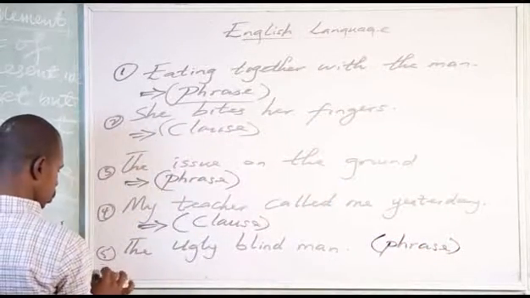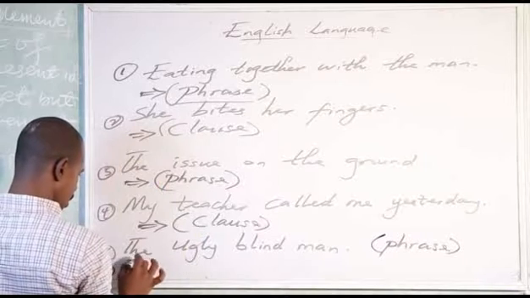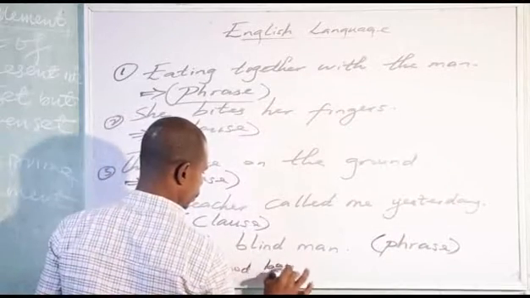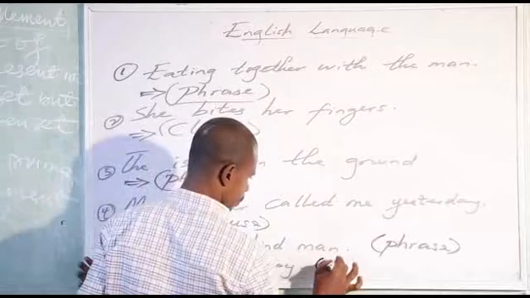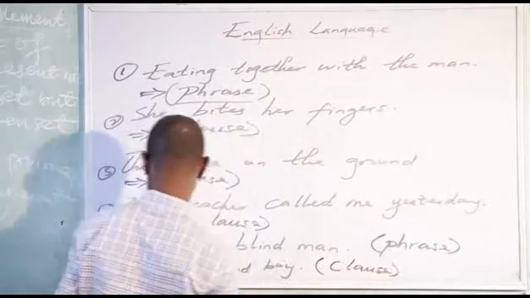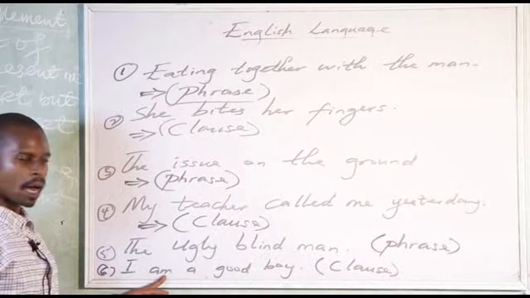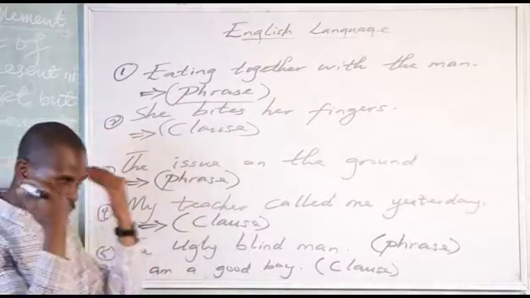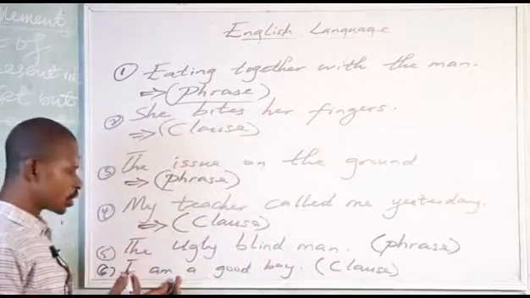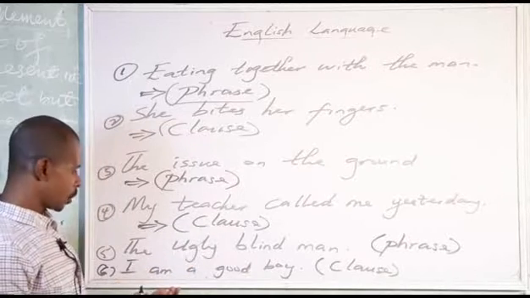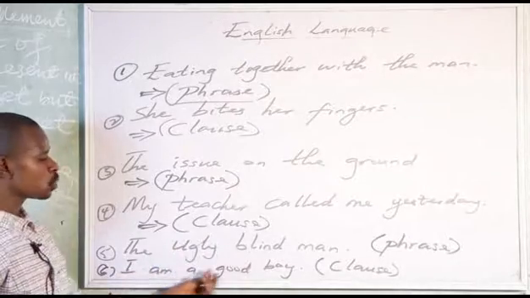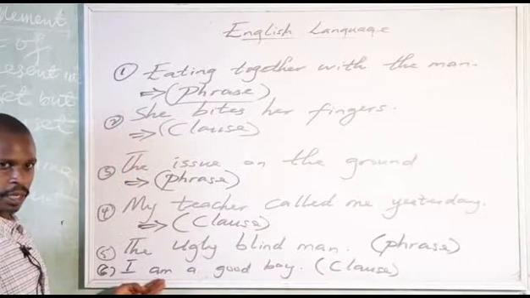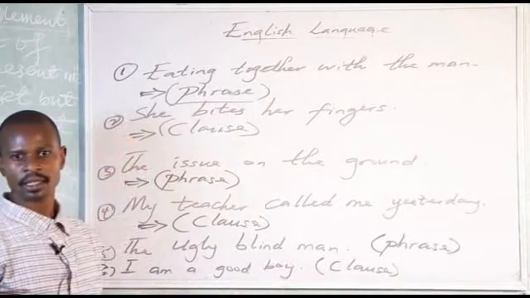Let me add one to the examples. I am a good boy. This is a clause. Why do we call it a clause? Because we have a finite verb here, I mean an auxiliary verb, am. I am a good boy. And with that expression, you're able to know what this expression is all about. It has meaning to you. Okay? Let's assume we just remove this am, and we have I, a good boy. We consider that as a phrase. But since we have am there, it makes the sentence meaningful.